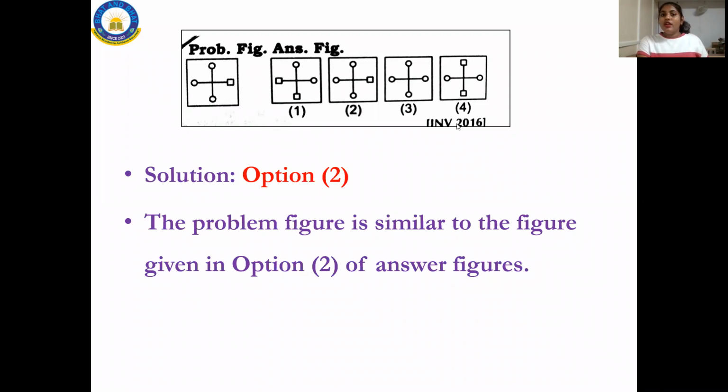Now go to the second one. In the question figure there are 3 circles and 1 square. Here also 3 circles, 1 square. Hence it is the correct answer. Come to the third one. Here everything is circles. It is not the answer. And the fourth one. Like that, you have to go through each and every option and tick the answer. It is very, very easy. Is there any doubt?